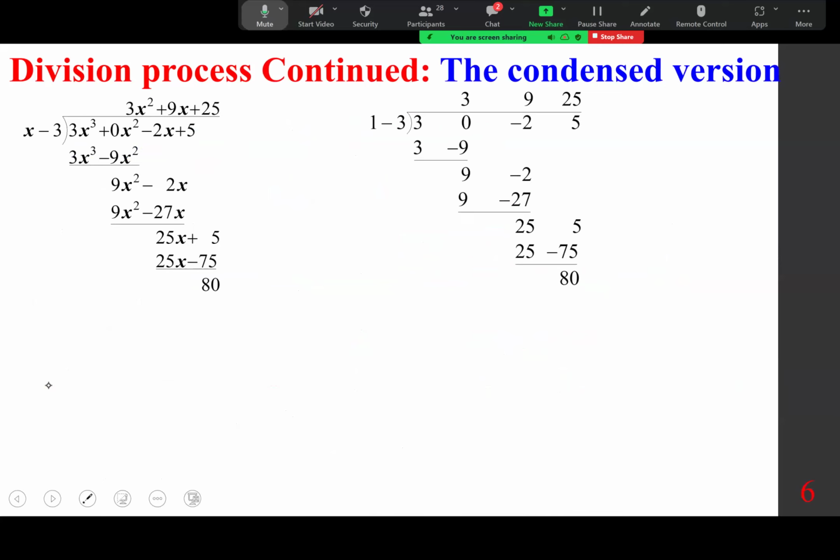We can drop the variable x or x squared and for example, instead of x, we would write 1. This is 1. Instead of 3x cubed, we would write 3. It looks like that.